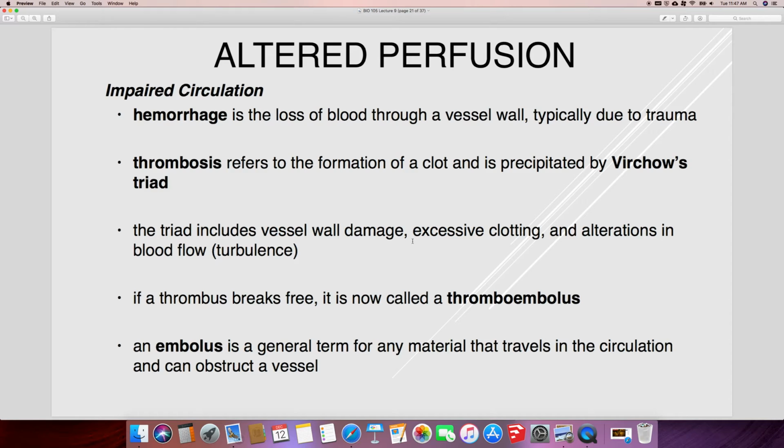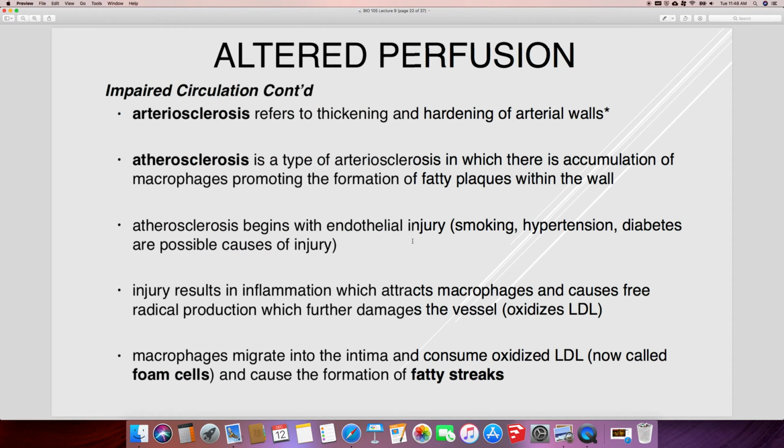Now if that clot breaks free, it is called a thromboembolus. And the term embolus is really a general term for any material that is traveling in the circulation that shouldn't be there, and it can obstruct a vessel. So this could be things like thrombi once they break free, sometimes fat, sometimes air, sometimes amniotic fluid, a number of those things. You don't really need to know any of those, just be familiar with what these terms mean. Okay, a couple of other concepts. Arteriosclerosis refers to thickening and hardening of the arterial walls.